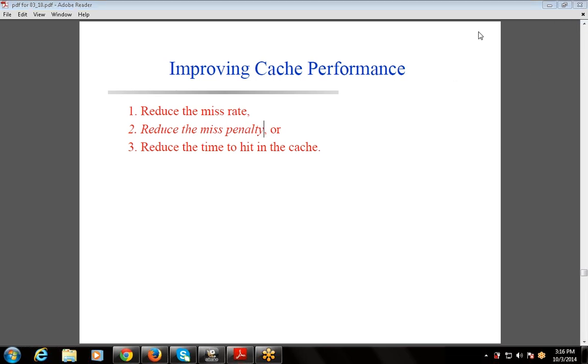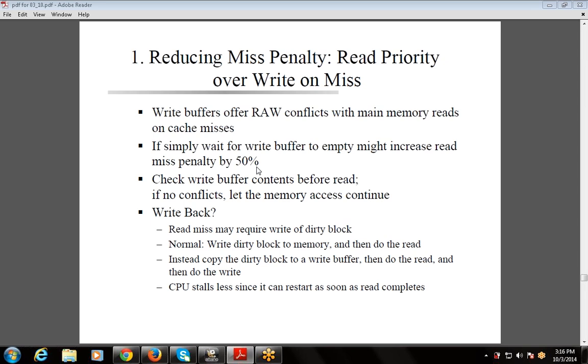Next topic is improving the cache performance. The next method is reducing the miss penalty. So first was reducing the miss rate, then reducing the miss penalty. Now let's see. There are multiple techniques available for reducing the miss penalty, that is, the penalty or the time taken to deliver or reference the next level.